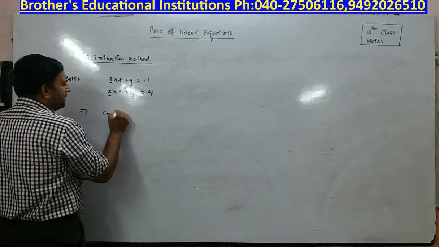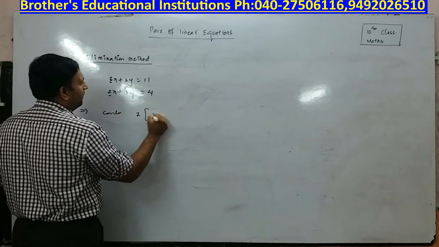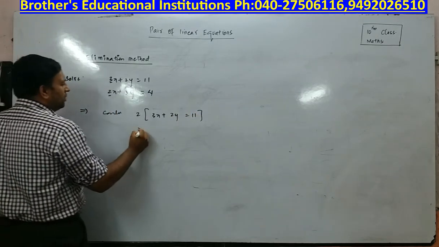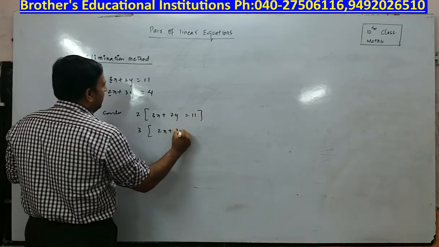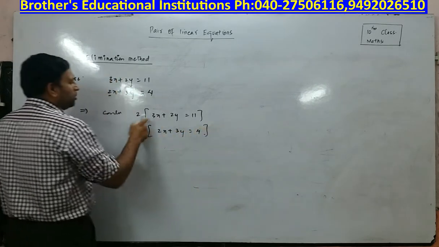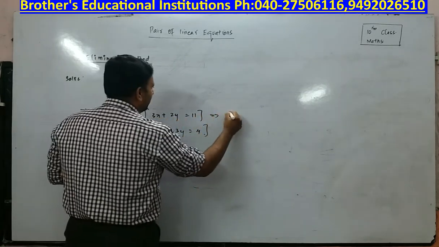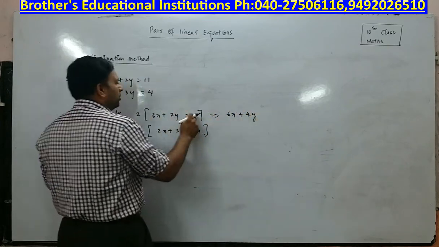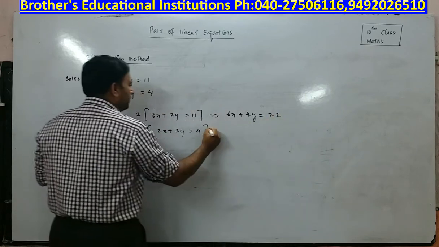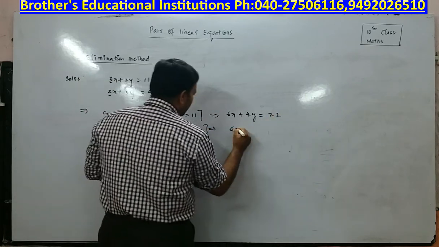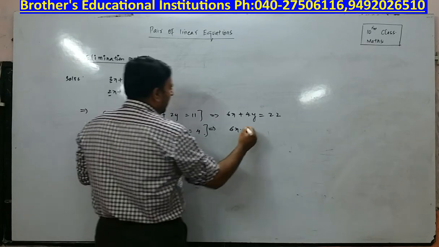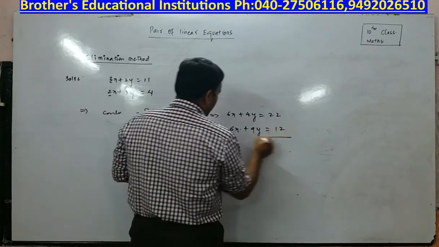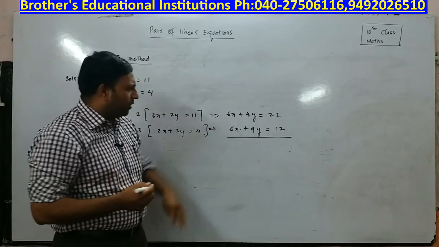So I will consider 2 times 3x plus 2y is equal to 11 and 3 times 2x plus 3y is equal to 4. So this will be how much? 2 3s are 6x, 2 2s are 4y, 2 11s are 22. Let me multiply: 3 2s are 6x, 3 3s are 9y and 3 4s are 12. So we have right now 2 equations.